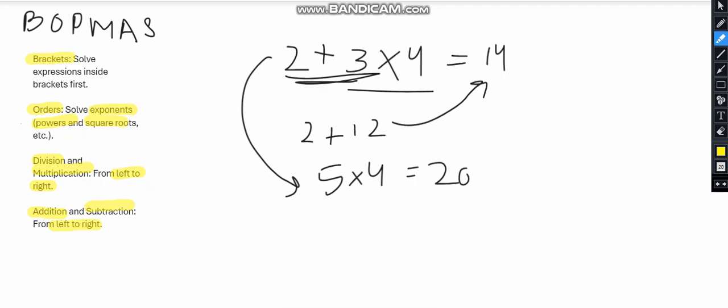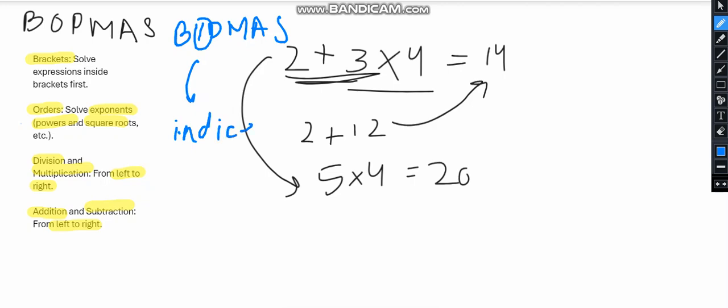One quick note is that some people like to call it BIDMAS. Everything's the same, but the I represents indices, which is just what some people call orders. It's kind of close to the word index. So it's the same as powers and square roots, just a fancier name. So don't be confused if you see BODMAS or BIDMAS, but I prefer calling it BODMAS.